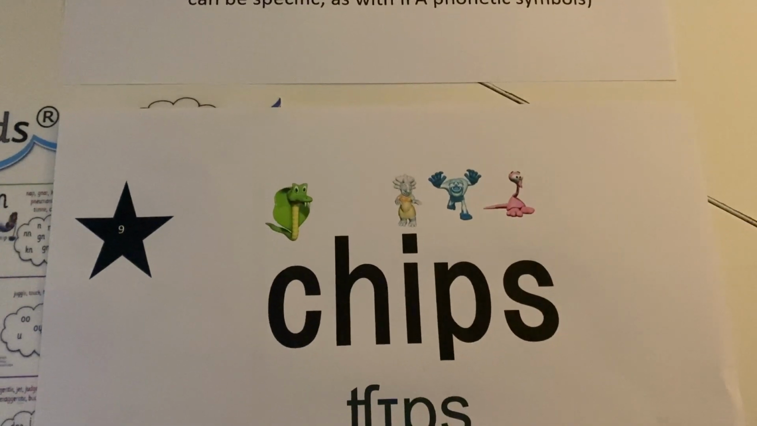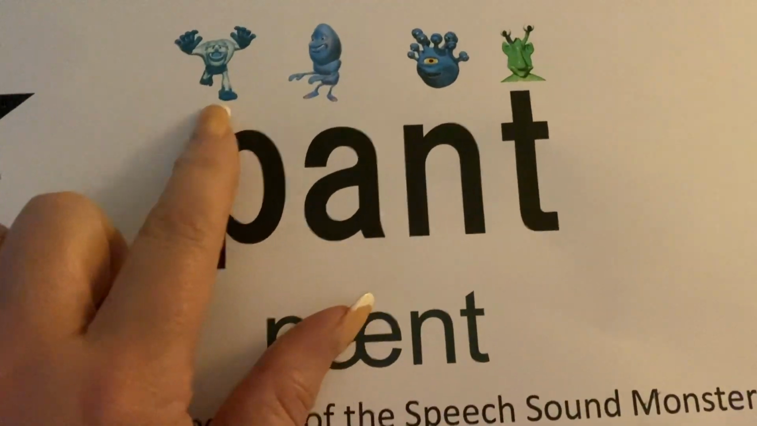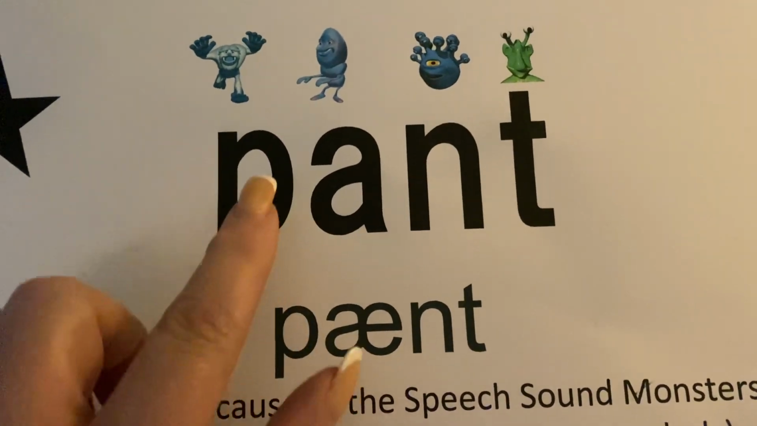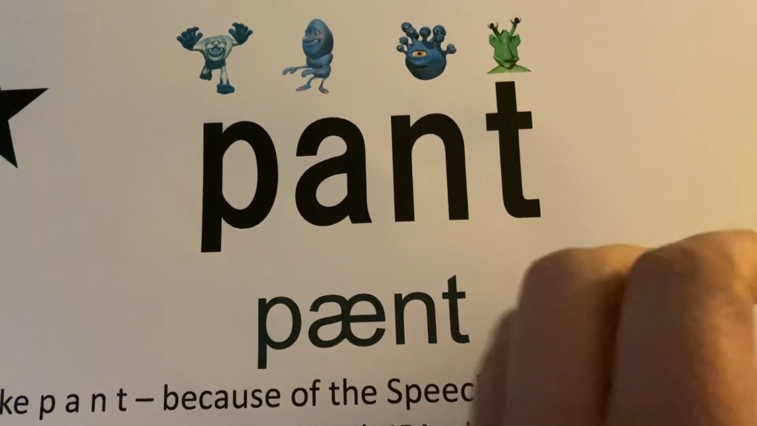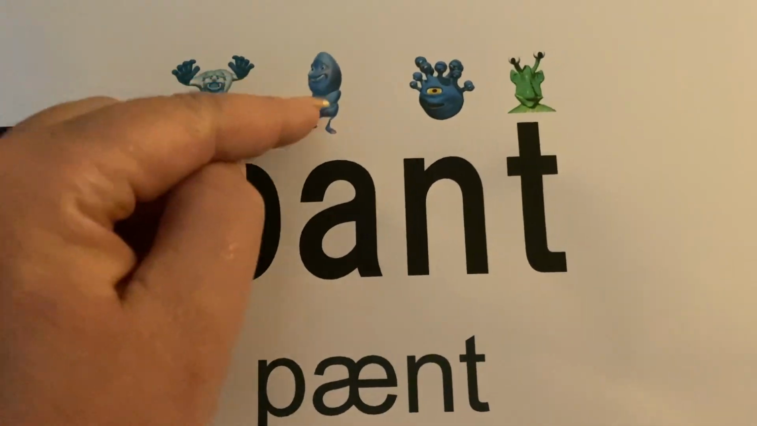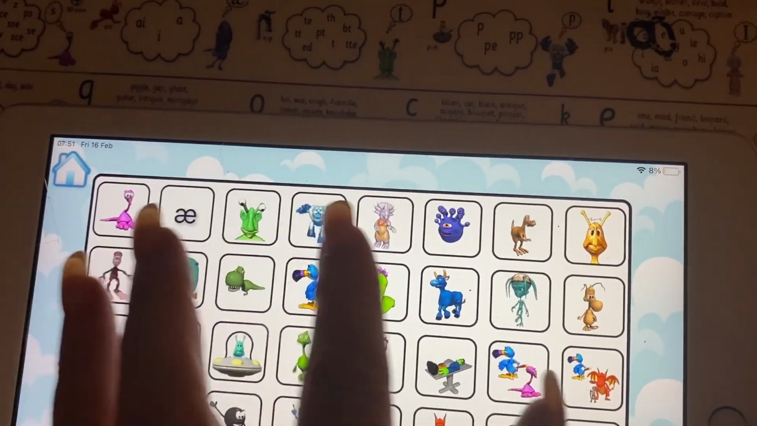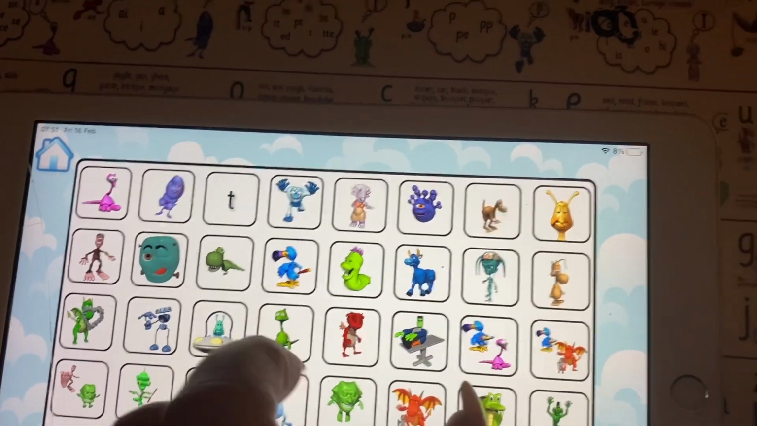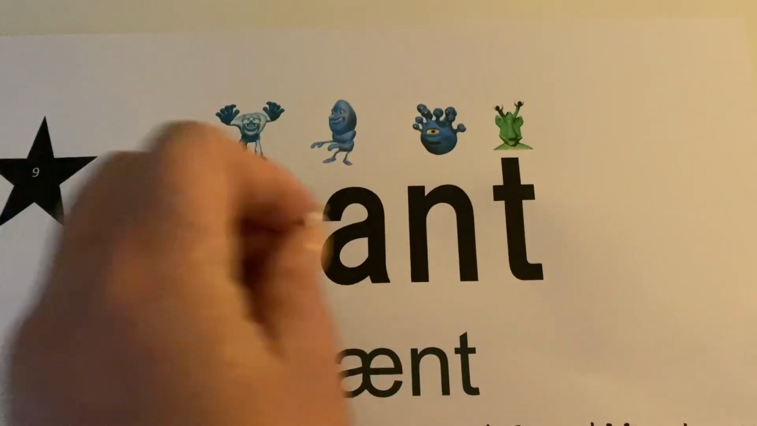Well, it's because I've taught teachers around the world, and part of the reason why these speech sound monsters are so great is because the children see these, they can't yet read, or they're just starting to read, and they associate these with these sounds. So here's the monster. Phonetic symbol. Phonetic symbol. Phonetic symbol. Phonetic symbol. So they're going to look at this, see the monsters and think pant, pant.